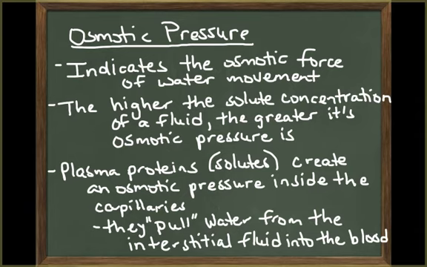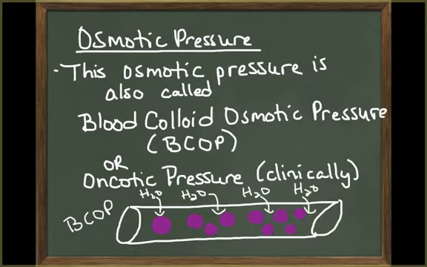Therefore, the more suspended proteins there are in the plasma that can't cross the blood vessel walls, the greater is the plasma's osmotic pressure. In other words, the plasma proteins act as solutes that will pull water from the interstitial fluids into the blood vessels. The osmotic pressure caused from the plasma proteins is often called blood colloid osmotic pressure, or BCOP. Clinically, another term used for this is oncotic pressure.